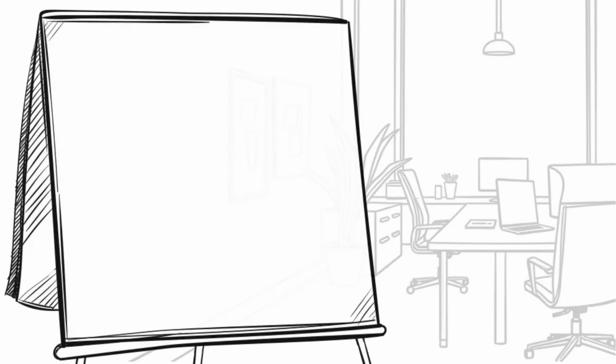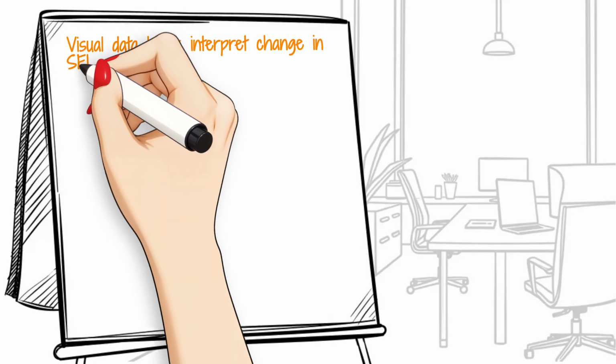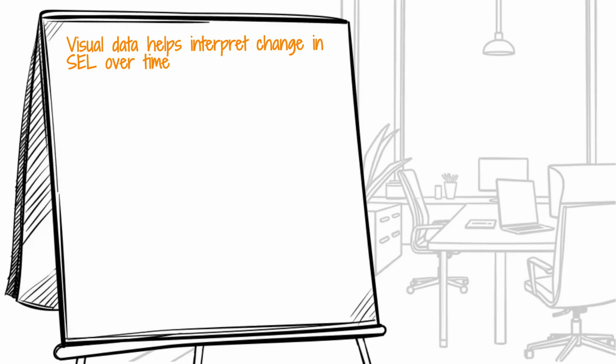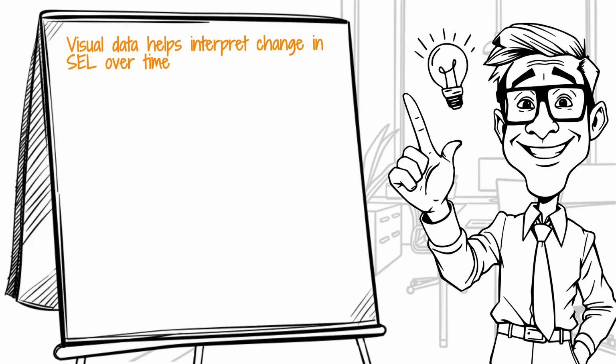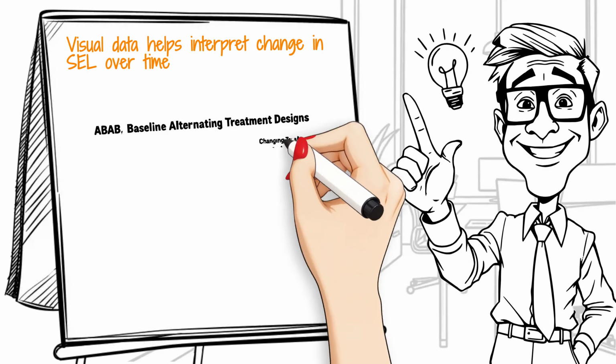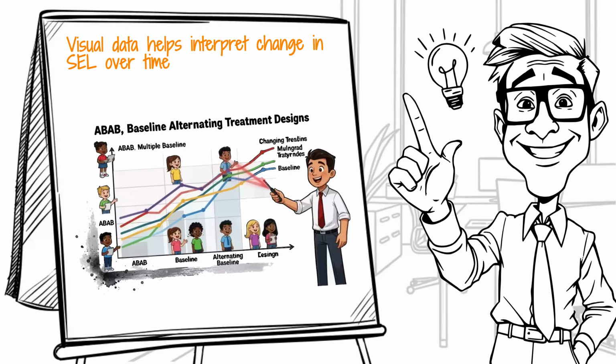Visual displays of level, trend, and variability help interpret patterns over time. Designs such as ABAB, multiple baseline, and alternating treatments are particularly useful when researchers seek responsiveness to individualized instruction, self-regulation supports, or peer-mediated interventions.